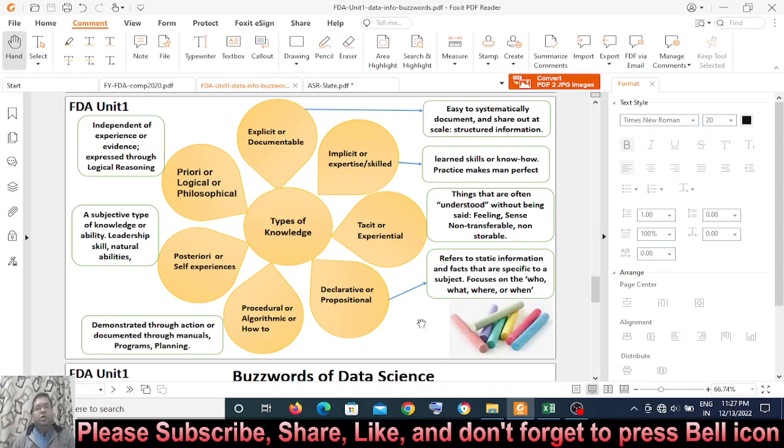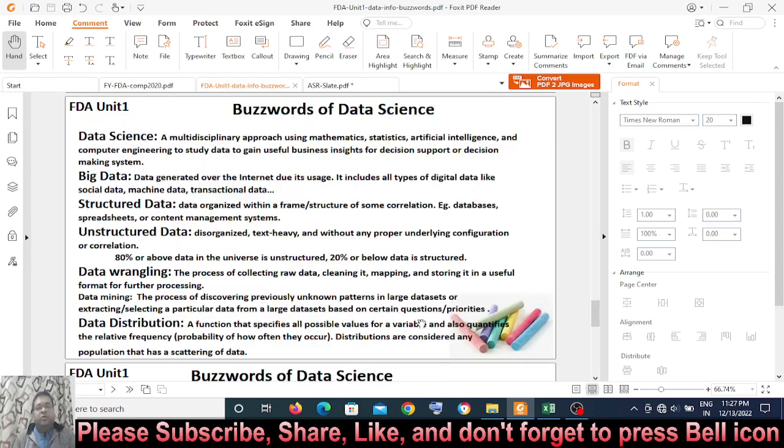Now we are going to see the part which is in your syllabus, called the buzzwords of data science. Let's see what the different buzzwords are. I'm not going deep into these; they are just definitions. What is data science? It is a multidisciplinary approach using mathematics, statistics, artificial intelligence, and computer engineering to study data to gain useful business insights for decision support or decision making systems. Data science is basically observing data and getting information out of it, then creating knowledge out of that information, then using that knowledge to take future decisions. This is what data science means.